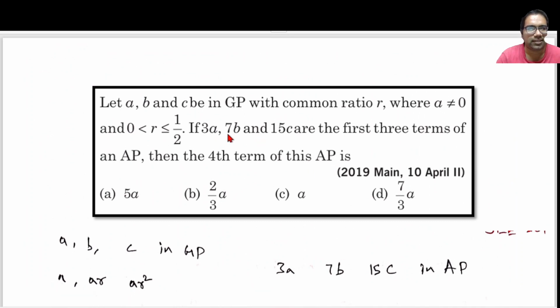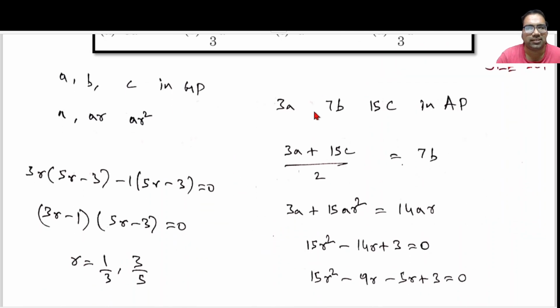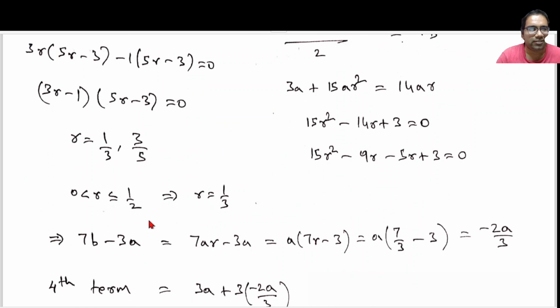This is the first term, this is the second term, this is the third term. So 7B minus 3A should be the common difference. 7B minus 3A. What is B? B is AR and A is again A. So 7 into AR minus 3A. R is 1 by 3. So this means A into (7R minus 3). That means with R as 1 by 3, A into (7 by 3 minus 3). That becomes minus 2A by 3. The common difference of this arithmetic progression is minus 2A by 3.